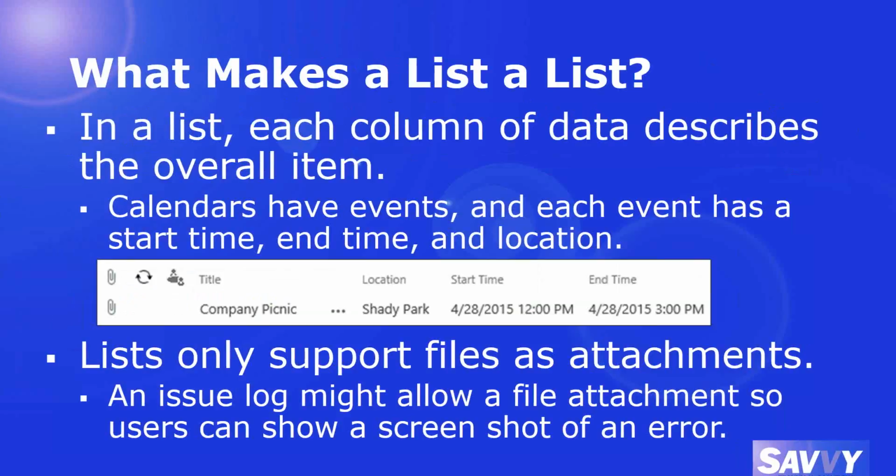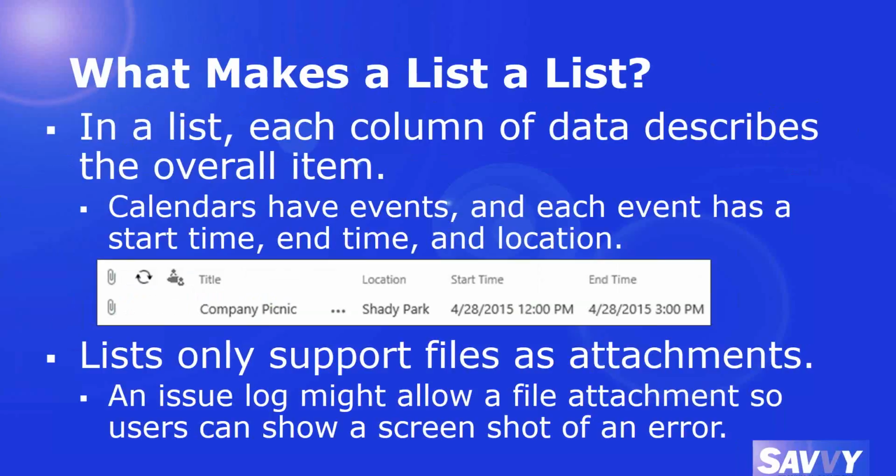So what makes a list a list? In a list, each column of data really describes the overall item. For example, a calendar is a kind of list. I have a company picnic, but really just having a title, company picnic, is not helpful if I don't have a location, and a start time, and possibly an end time. All of these pieces of information in their totality really describe the information being stored.